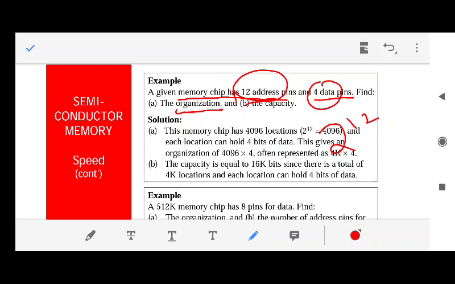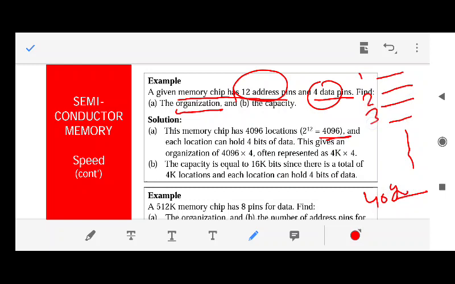What is 2 to the power 12? It is 4096. So there are 4096 locations. Please listen carefully: first location, second, third, fourth, till 4096. This is the organization of the memory, but we still don't know the size of each location.